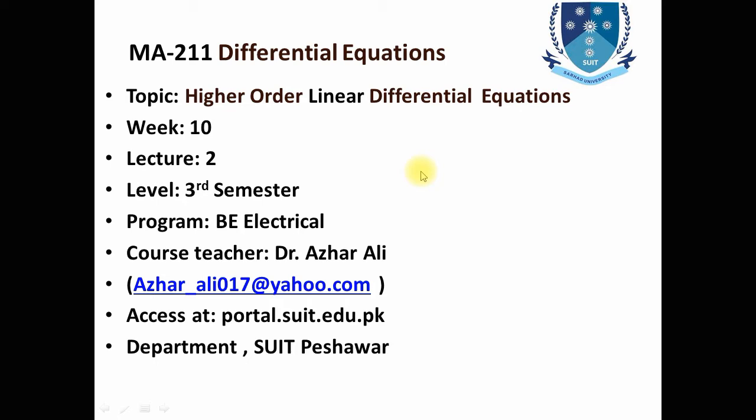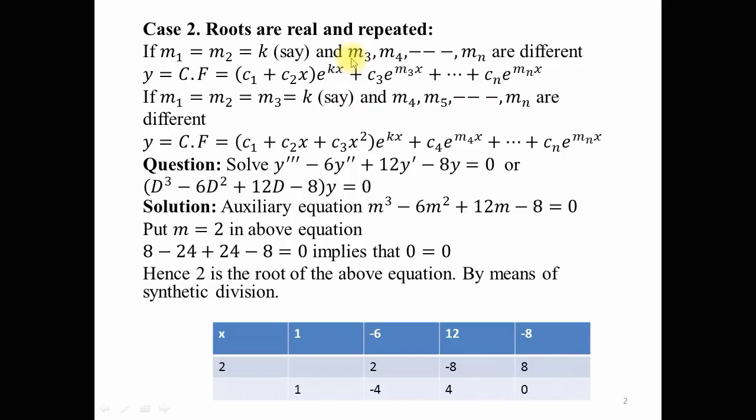about the nature of roots. We have learned about the nature of the roots of characteristic equations. We have already discussed case number 1 that when the roots of the characteristic equation are real and different, then the complementary solution will be equal to c1 e power m1x plus c2 e power m2x plus c3 e power m3x and so on for nth root cn e power mnx.